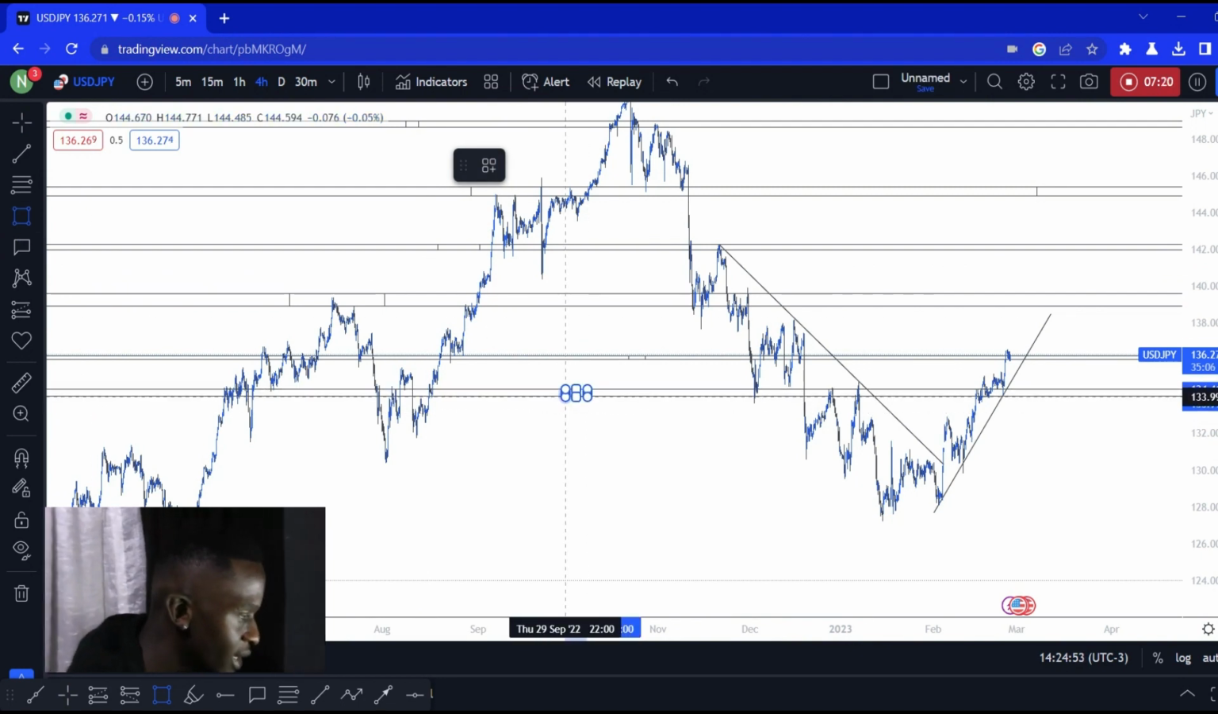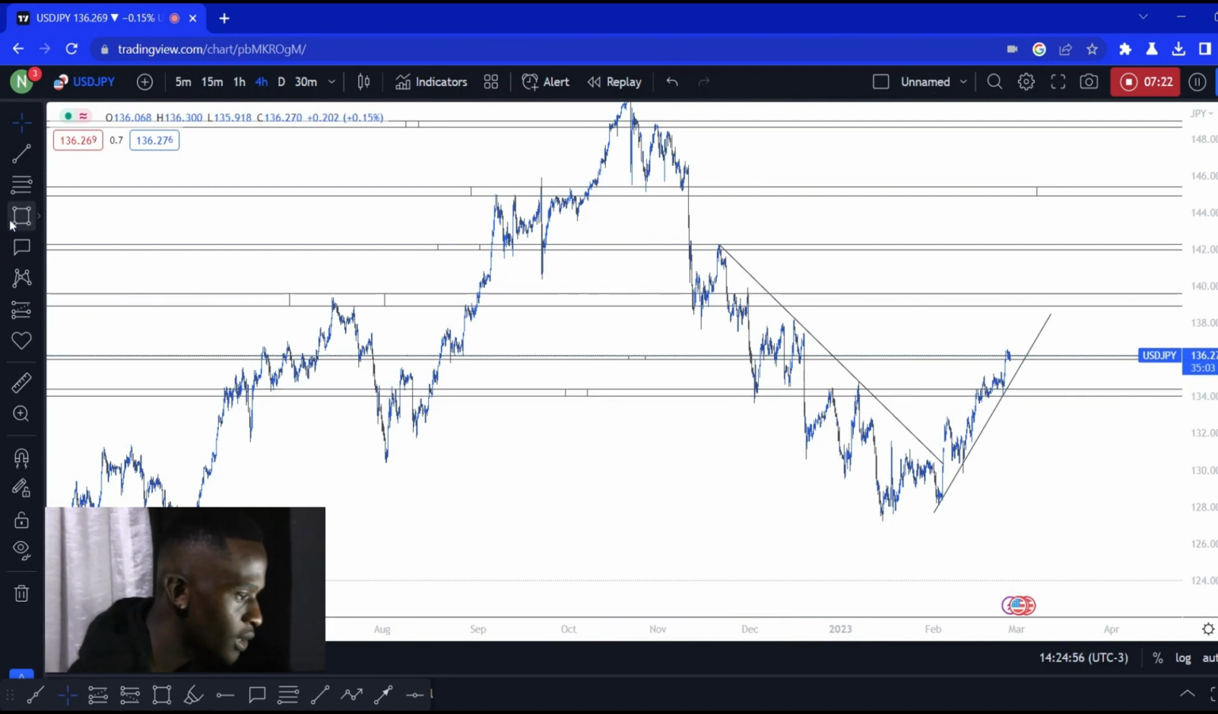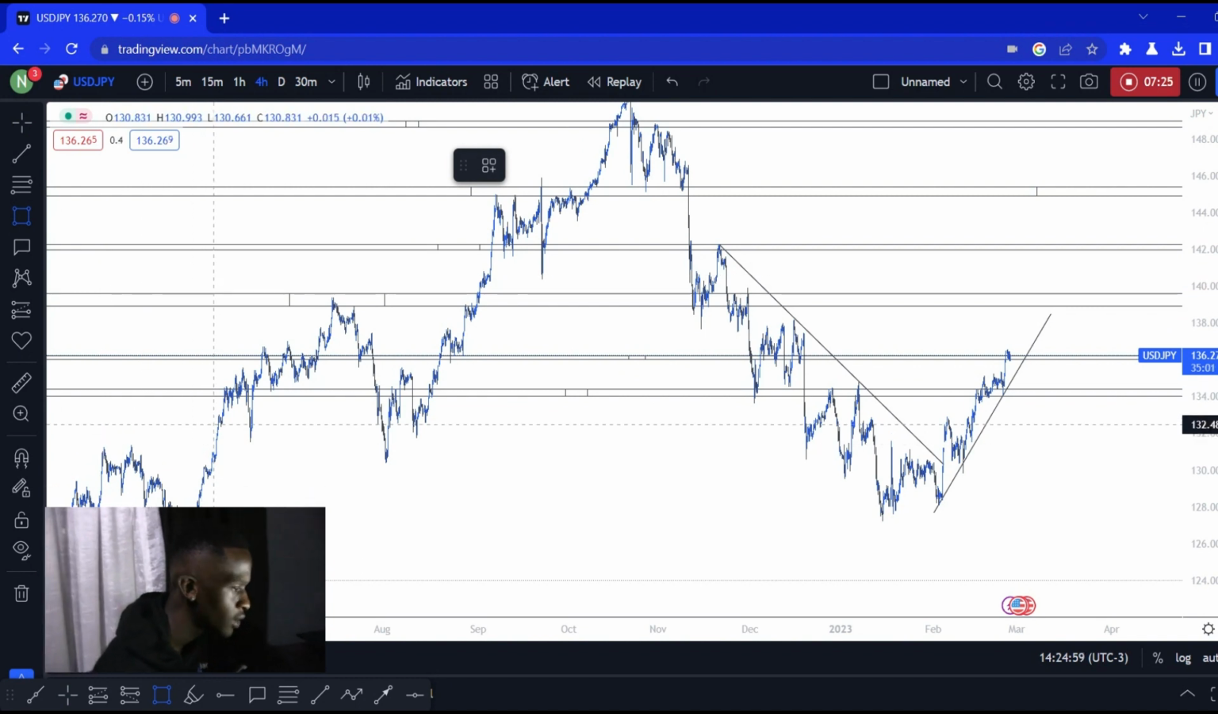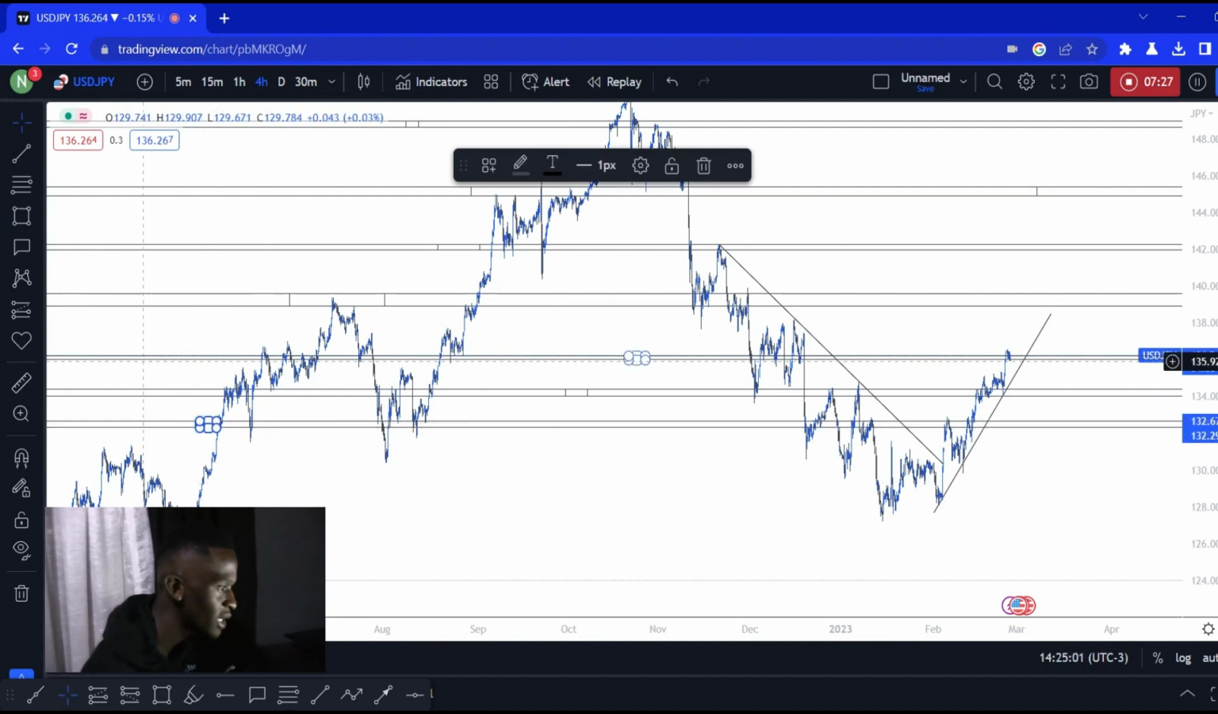Just identifying all these areas, because here we had something like a support. Good. Just identifying all these areas where the market can actually be turning.